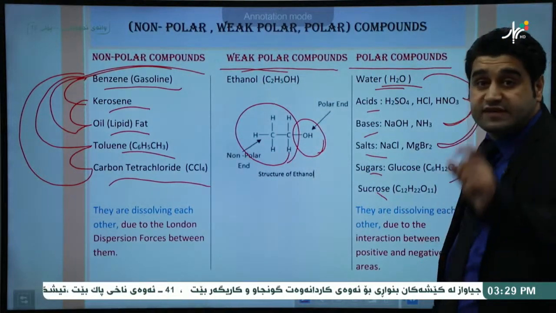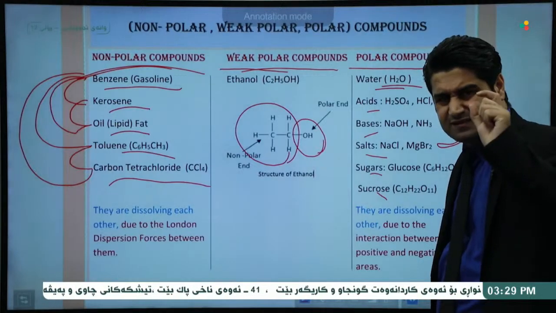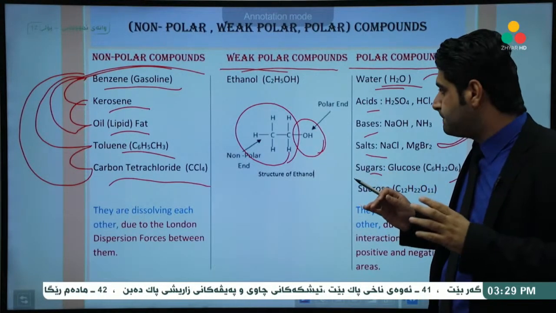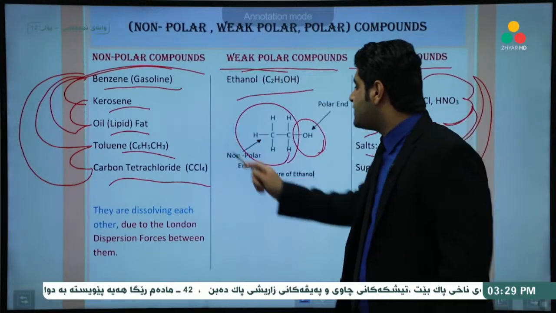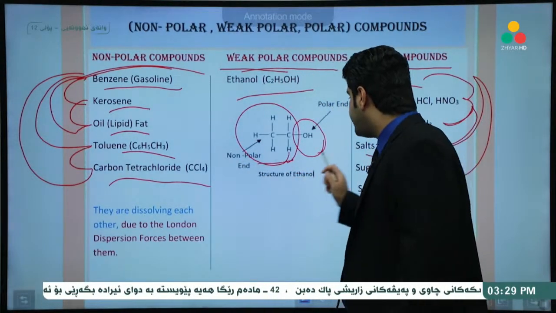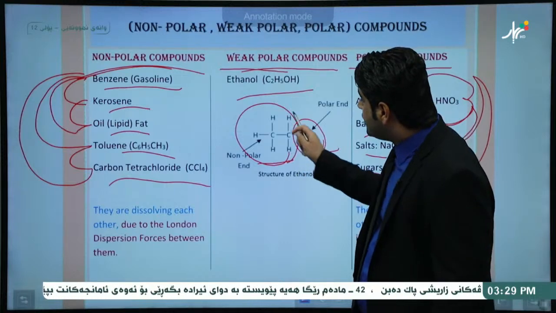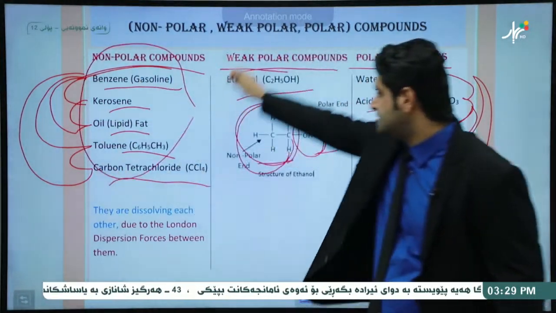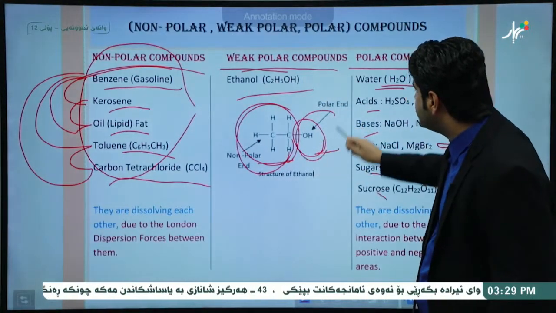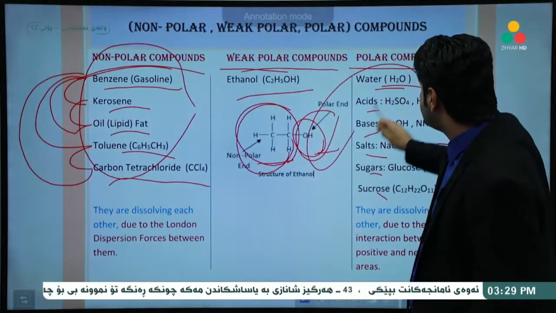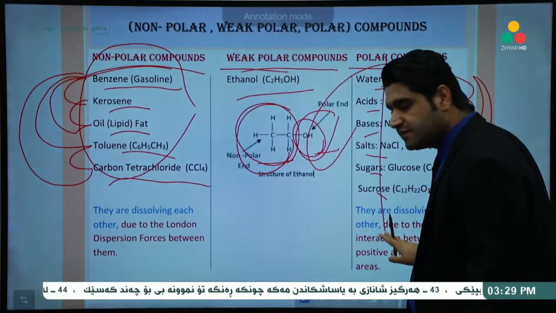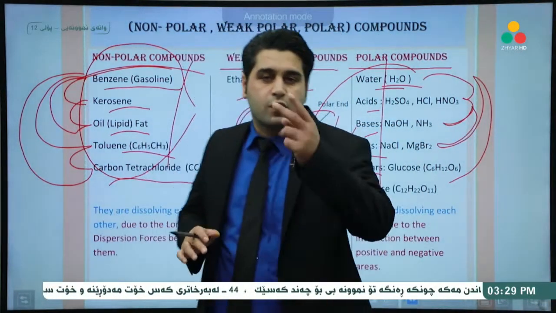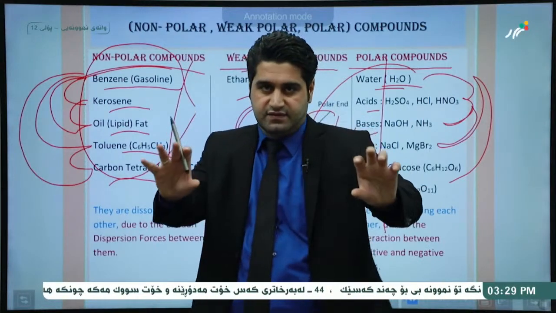But we have a substance that can make a relation with both of them, which is ethanol. Ethanol contains a non-polar end and a polar end. Because of the non-polar end, it can dissolve non-polar compounds, and because of the polar end, it can dissolve polar compounds. So ethanol can dissolve this side and this side, because it contains both polar and non-polar ends.